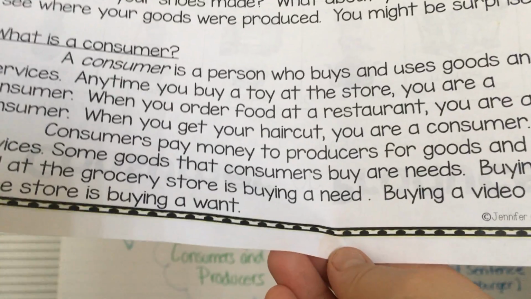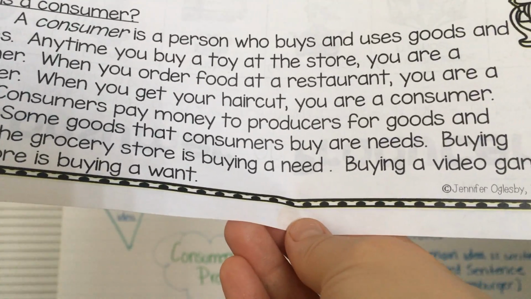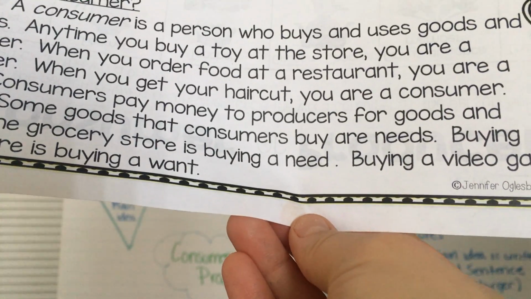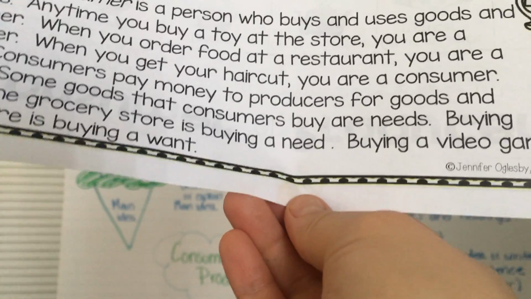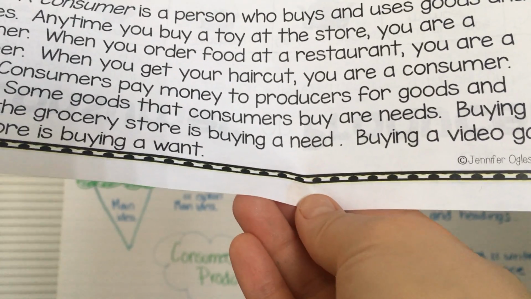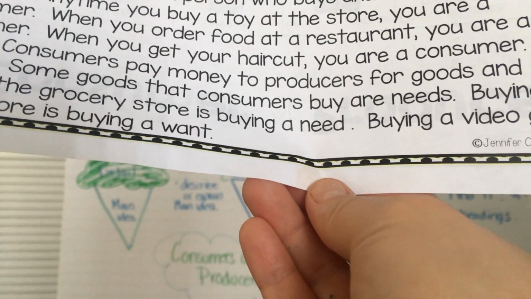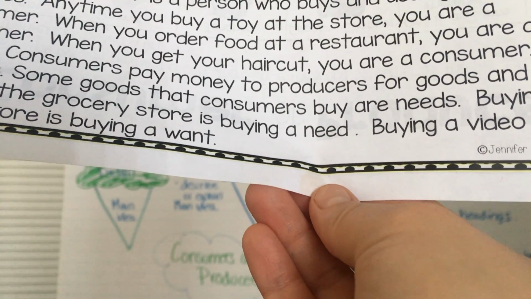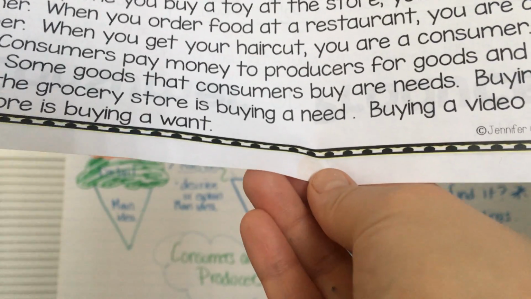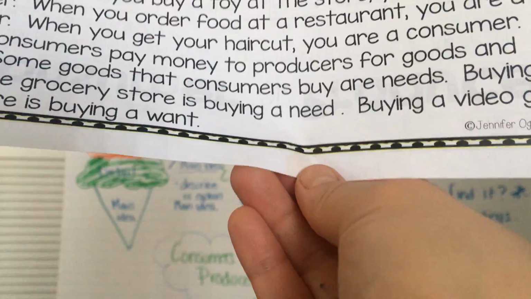Anytime you buy a toy at the store, you are a consumer. When you order food at a restaurant, you are a consumer. When you get your haircut, you are a consumer. Consumers pay money to producers for goods and services. Some goods that consumers buy are needs. Buying food at the grocery store is buying a need. Buying a video game at the store is buying a want.